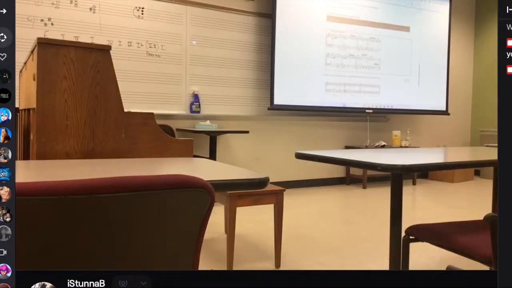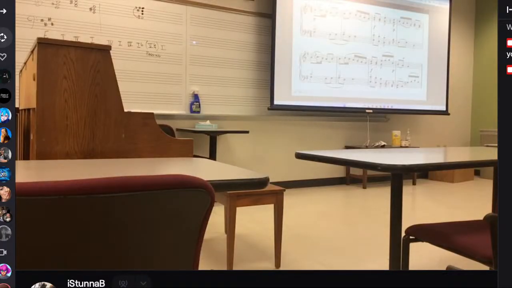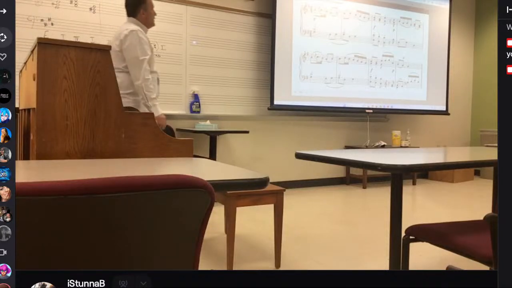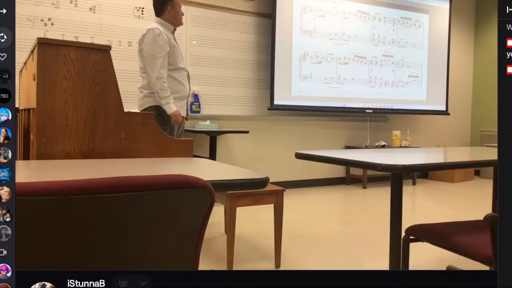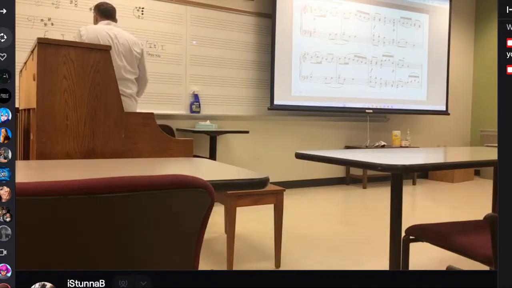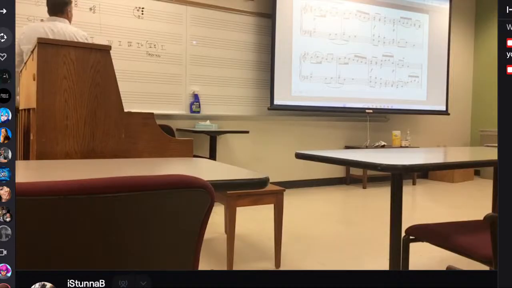Label the chords with Roman numerals. Alright, so this is a little bit trickier though. The last one, they put parentheses around the non-chord tones. This one, they did not put parentheses around the non-chord tones. Let's see if we can figure out what these chords are, even though we don't have the non-chord tones for us.